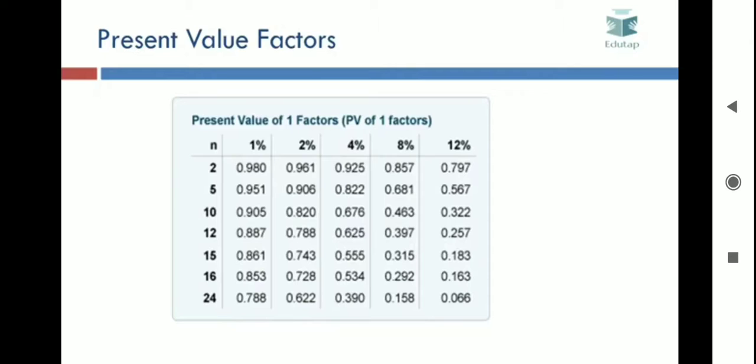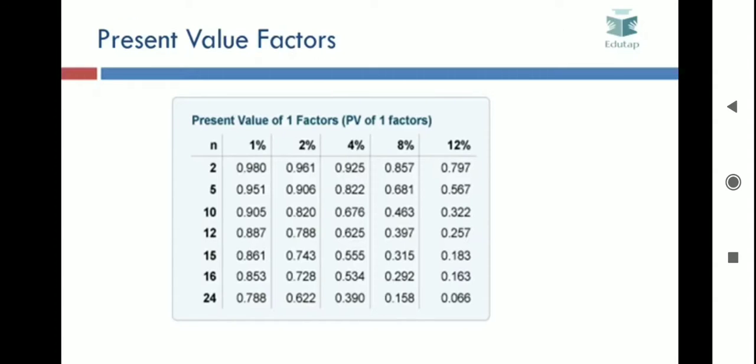So what are present value factors? Present value factors again help you minimize your calculation when you are solving a numerical. Present value factors basically tell us what shall be the present value of rupee 1. I repeat, what shall be the present value of rupee 1 that you will get after a certain number of years, assuming a certain discount rate.